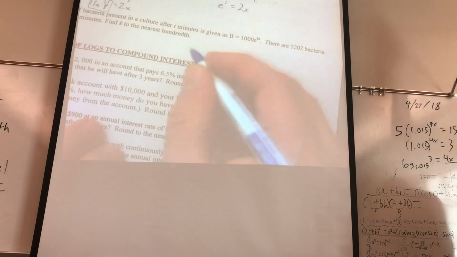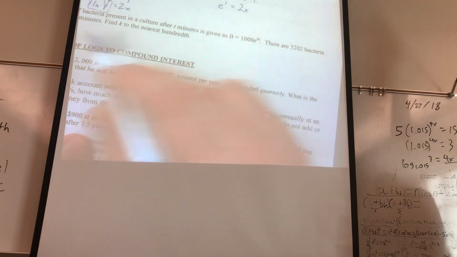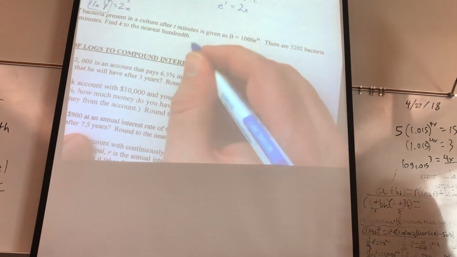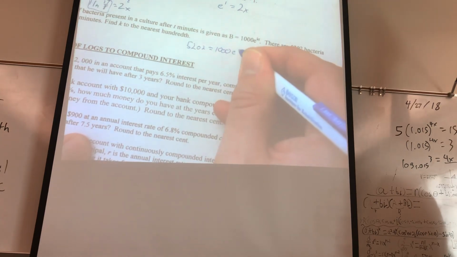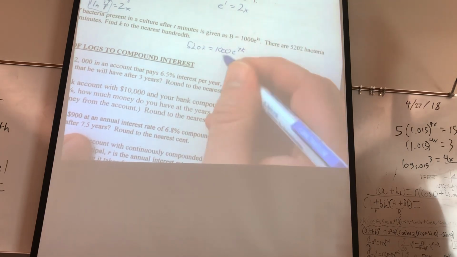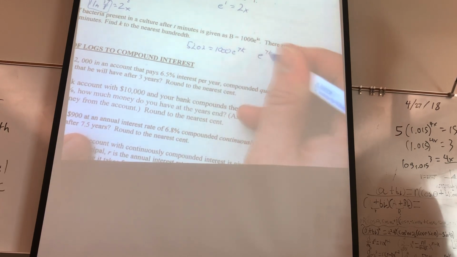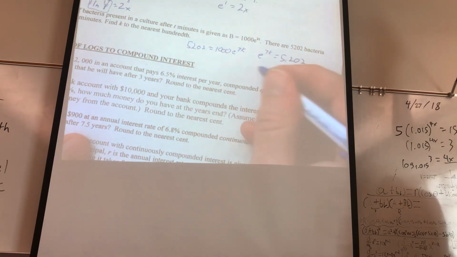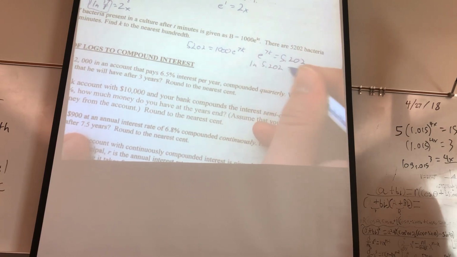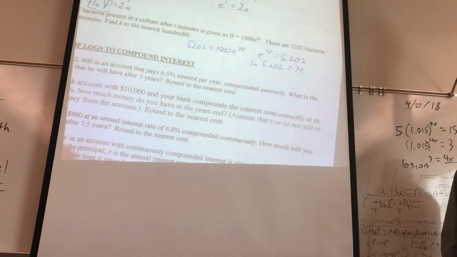On number 22, my setup: 1,000 times e to the kt equals 5202 on that 7 minutes. So 5202 equals 1,000 times e to the 7k. Divide both sides by 1,000, so that's e to the 7k is equal to 5.202. So this is going to be the natural logarithm of 5.202 is equal to 7k. Find this natural logarithm divided by 7.